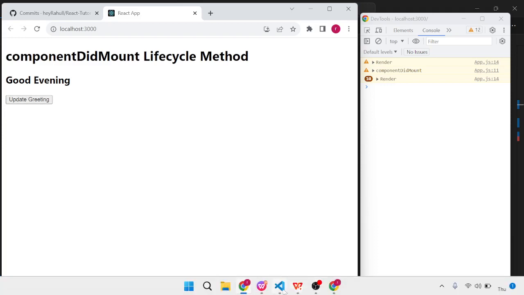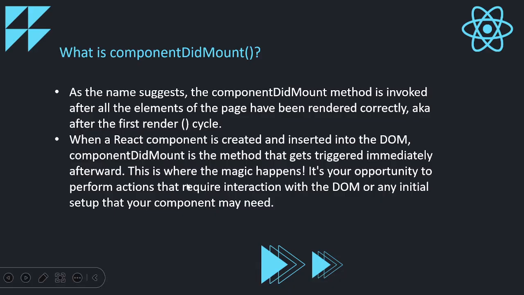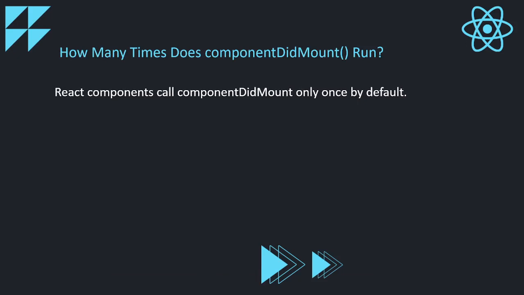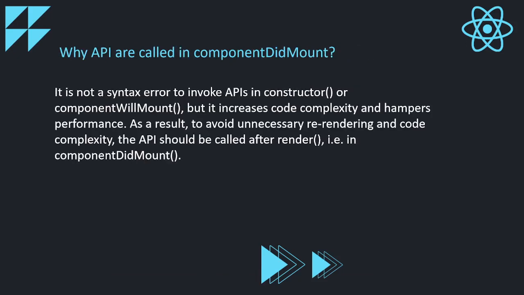Now let's get back to our slides and let us see what all are the important points to cover about this. So we have seen how many times component did mount runs. React components call component did mount only once by default. Okay, so next is why APIs are called in component did mount. Usually API calls and other things happen inside a lifecycle method like component did mount. So what is the reason behind that?